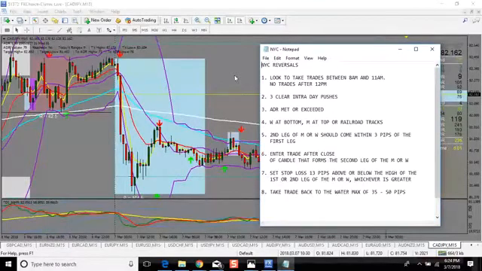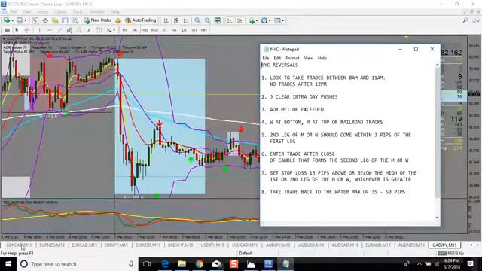Okay. Enter the trade after close of the candle that forms the second leg of the M or W. Set stop loss 13 pips above or below the high of the first or second leg of the M or W, whichever is greater. And take the trade back to the water or to a max of 35 to 50 pips. 35 pips for the lower ADR pairs under 100 pips a day, 50 pips for the higher ones over 100 pips a day. So let's see what the first one is we could look at here.